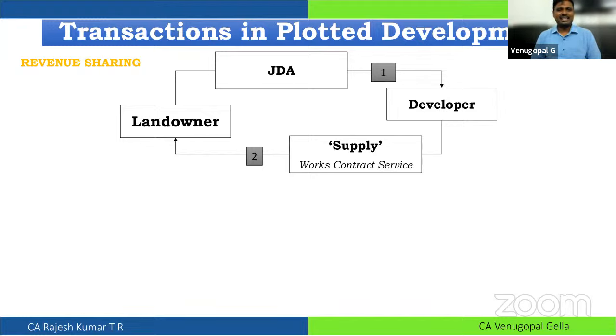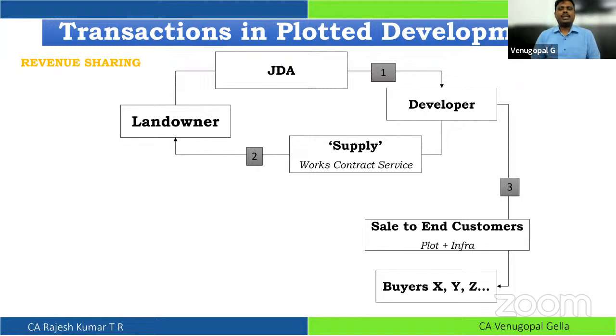So the initial transaction is between the landowner and the developer. Landowner has given the power to the developer to do a joint development agreement with a revenue sharing arrangement, saying that you sell and share a portion of the revenue. I will walk through the same with some numbers in an Excel. What happens, developer, once these plots are done, he is selling the plots along with the infrastructure to the end customers. So developer has provided a works contract service to the landowner is one.